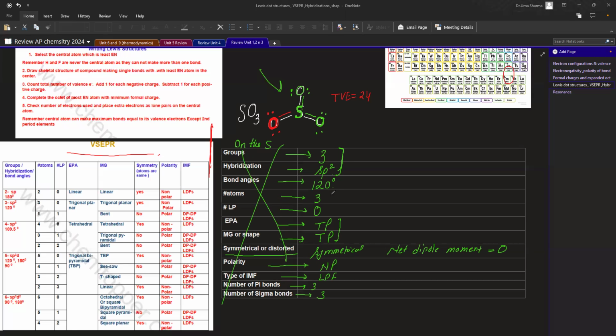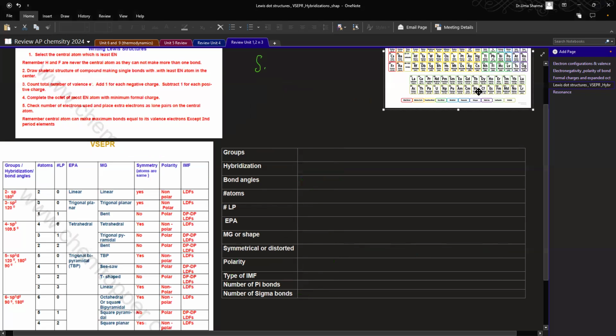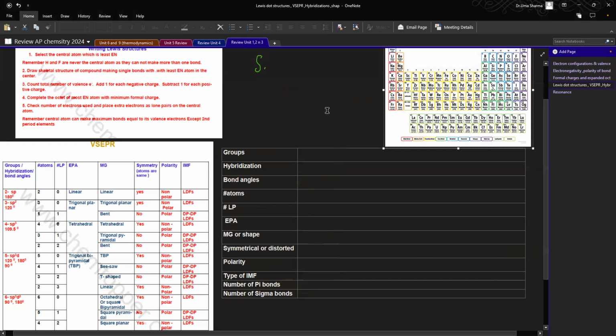Ready for another example? We are doing another example now, children. I'm going to erase this. SeO2. Bring down this periodic table here. Yeah, now it's okay. SeO2.